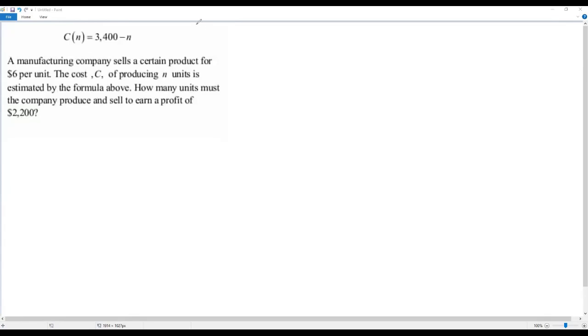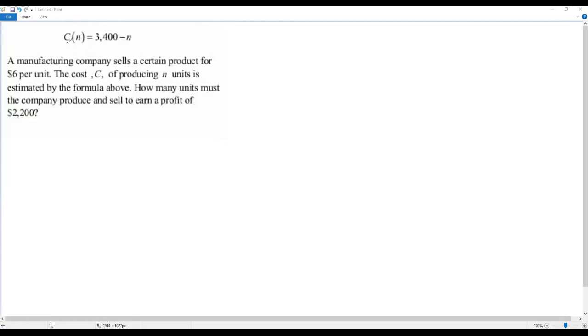Here we have a SAT math problem. Okay, let's go to the question. C of n equals 3,400 minus n. A manufacturing company sells a certain product for $6 per unit. The cost C of producing n units is estimated by the formula above. How many units must the company produce and sell to earn a profit of 2,200?